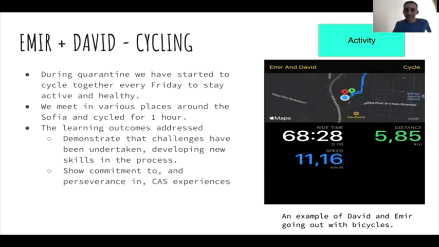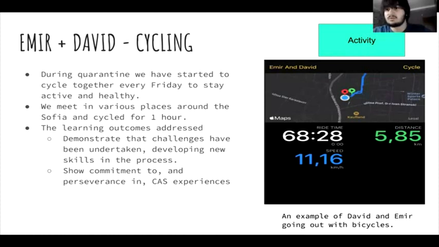So basically, because of the lockdown, David cannot go to the gym and I cannot go to the pool. And we decided to meet together and do cycling every Friday, and we are doing it for 1 hour. In the slide, you can see a picture. It's the route that we were cycling, and we meet in different places every week, and we, in a way, discover and try to enjoy our moment in lockdown.